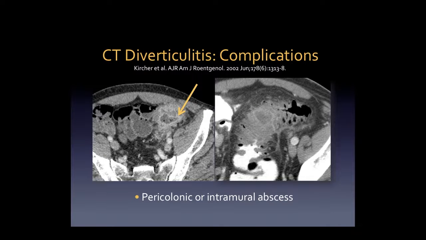Abscess sort of comes in two flavors. We can either see pericolonic abscess, like in the first case, or a feature that we often will see in diverticulitis, intramural abscess. As we see in the second case where the arrow just popped up, we see a fluid collection actually within the thickened wall of the colon.